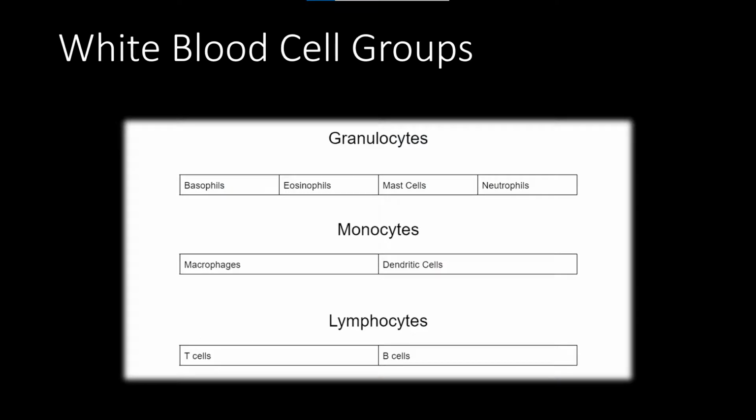On this slide, I will show you which cells go in which group. The basophils, eosinophils, mast cells, and neutrophils are all granulocytes. Next, we have the macrophages and dendritic cells, which are considered monocytes. Finally, we have the T and B cells, which are considered lymphocytes.